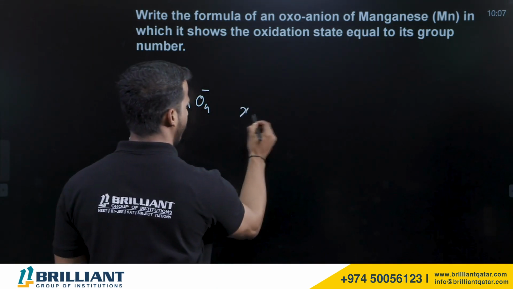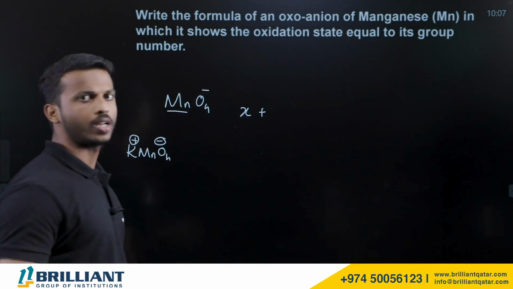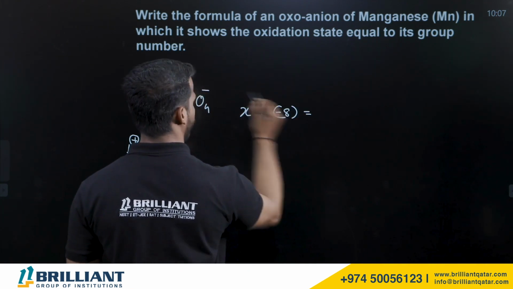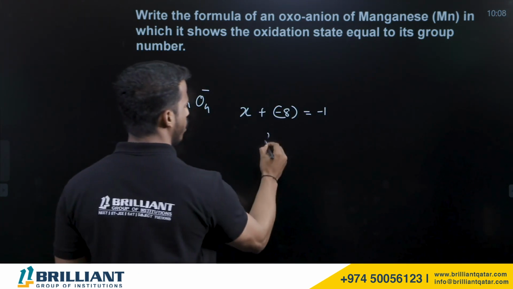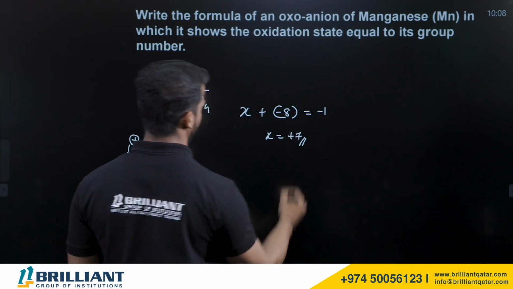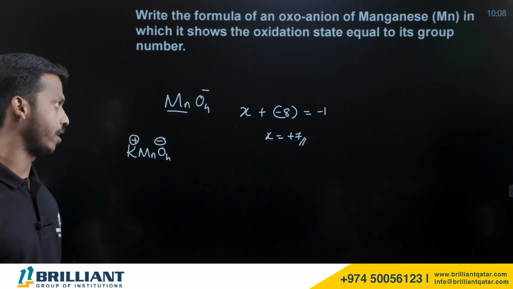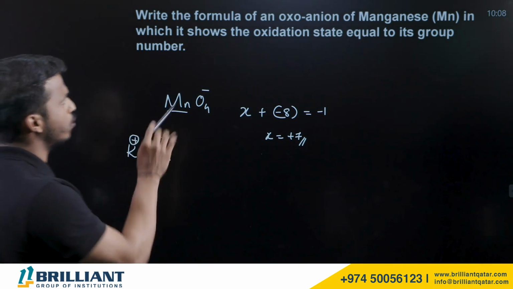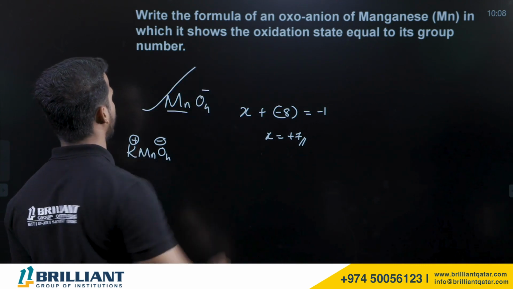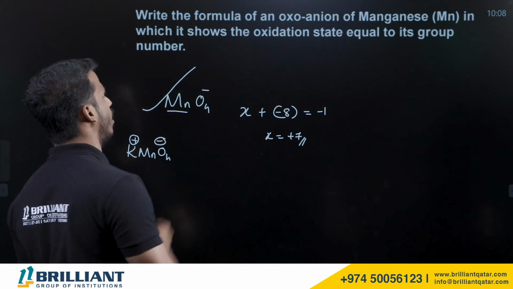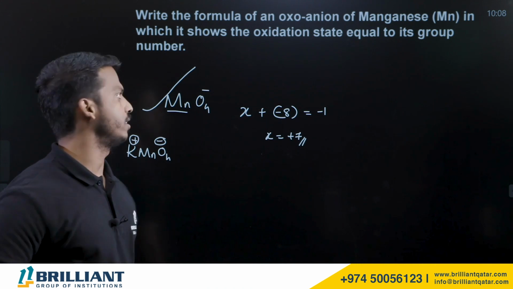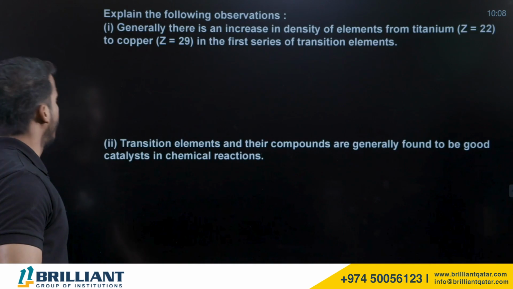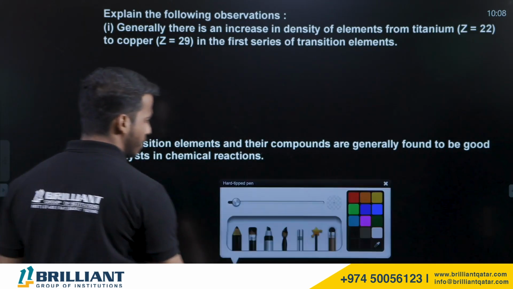Let me take the manganese oxidation state as X. One oxygen charge is -2, so 4 oxygens give -8. Overall, the charge of the anion is -1, so X is equal to +7. Manganese mostly exhibits the +7 oxidation state. So for the formula of an oxoanion of manganese which shows the oxidation state equal to its group number, this is the answer. Manganese is in group 7, so MnO4 minus is the answer. Okay, just note it. Next, explain the following observation.